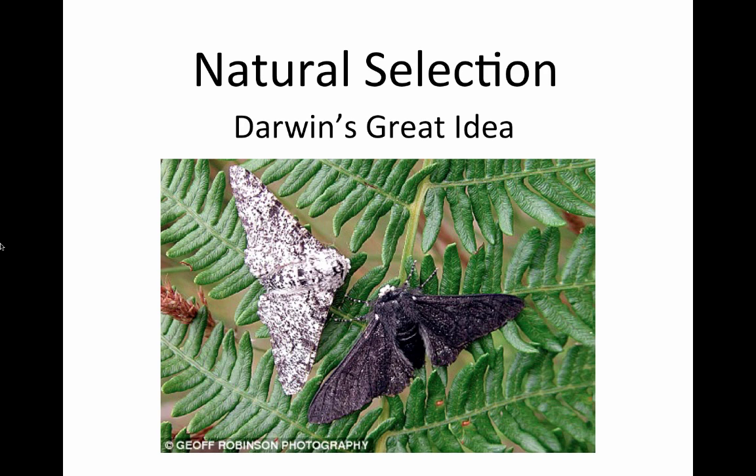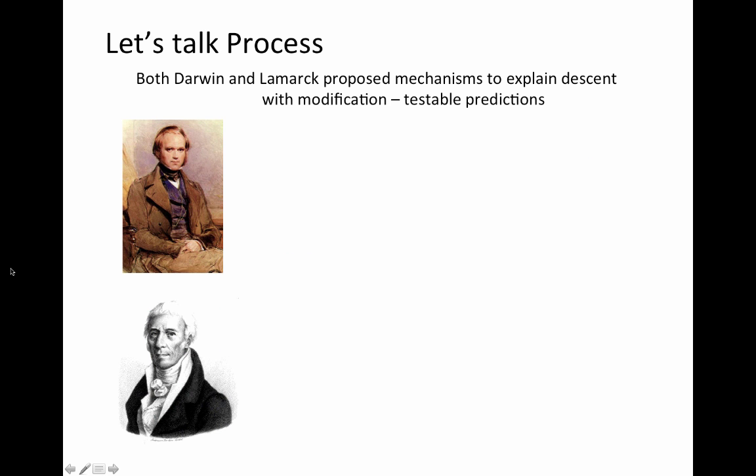Now we're going to turn our attention to the process part of this, natural selection. What is the force that causes these patterns to appear? So let's talk process. We mentioned before that both Darwin and Lamarck proposed mechanisms to explain why descent with modification happens, what causes it. And each of these are based on testable predictions or postulates about the way biological populations behave. So let's take a look at the postulates.